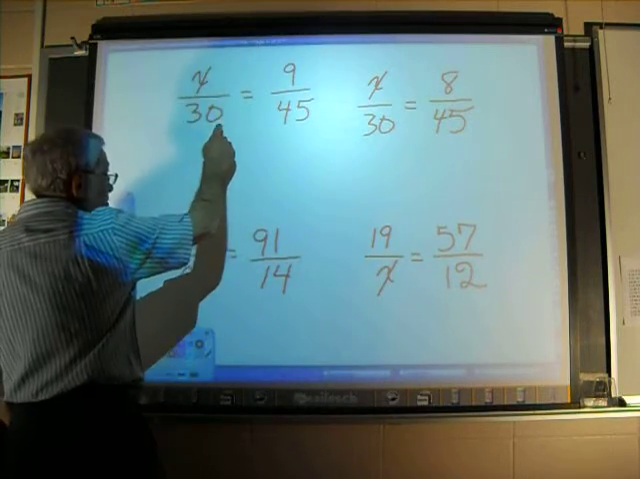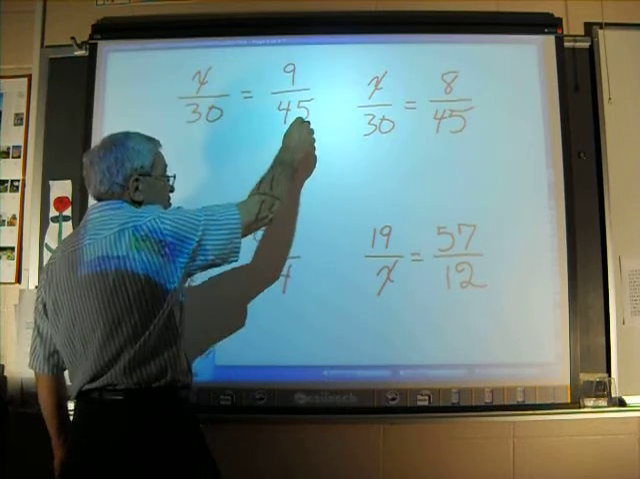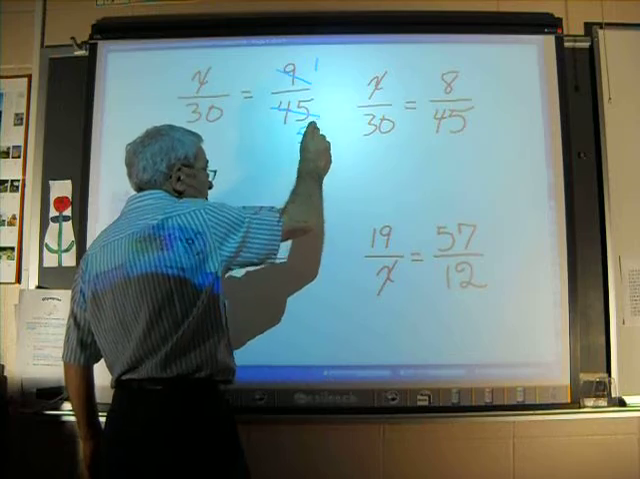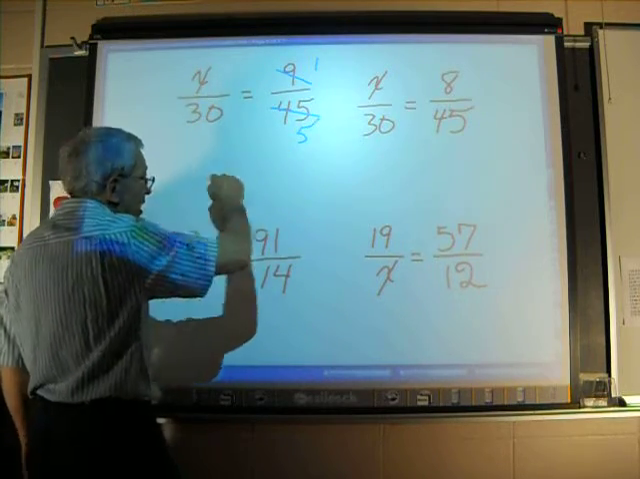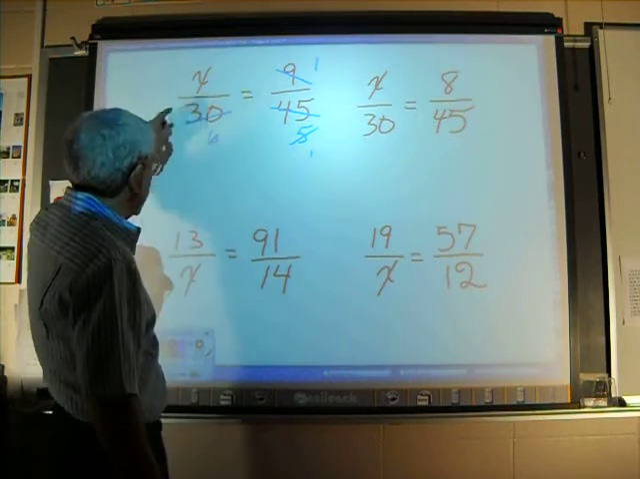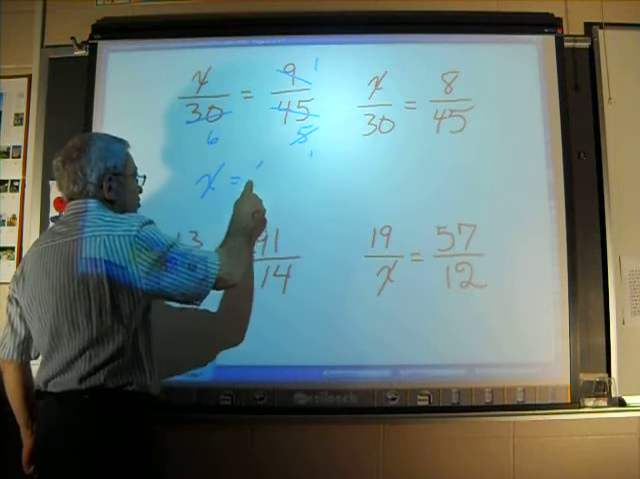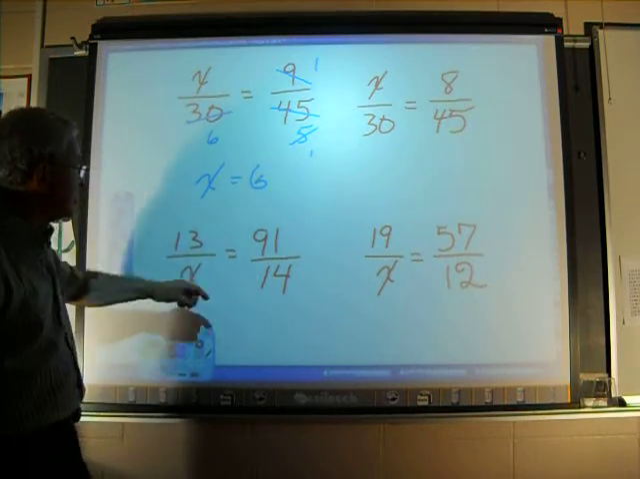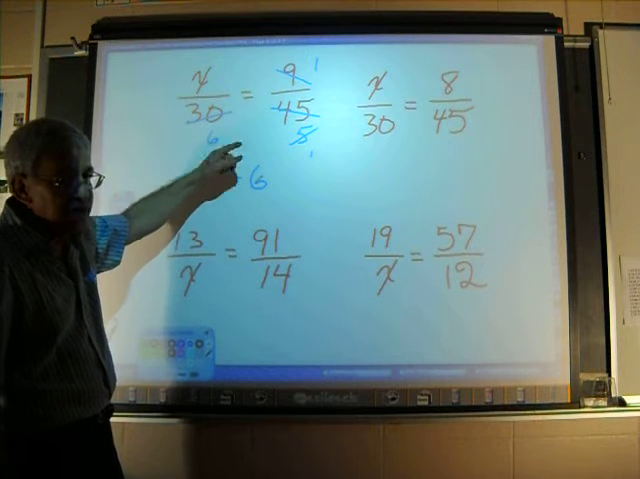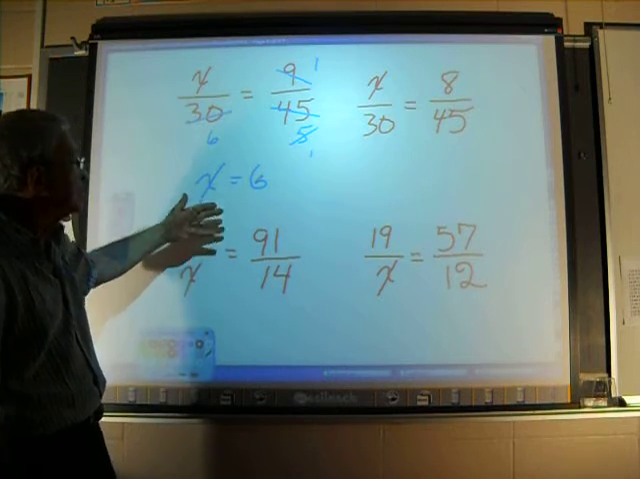I can divide here by 15, or I can reduce that fraction here. So first I'll reduce that. 9 into 9 is 1, 9 into 45 is 5. Now I'll reduce right across the bottom. 5 into 5 is 1, 5 into 30 is 6. I cross multiply, 1x is equal to 6 times 1. A lot easier than going 45x equals 270 and dividing 270 by 45 to get the 6.